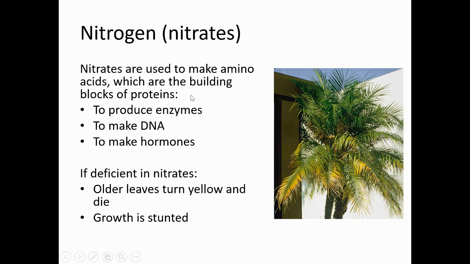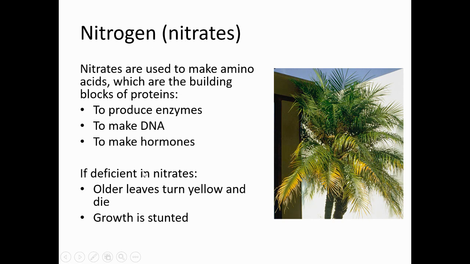Nitrates are used to make amino acids. These are the building blocks of proteins, to produce enzymes, to make DNA, and to make hormones. All of these are proteins, and we know proteins are made of amino acids. And amino acids are made of nitrogen or nitrates?